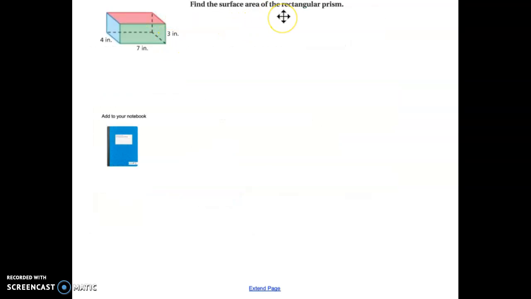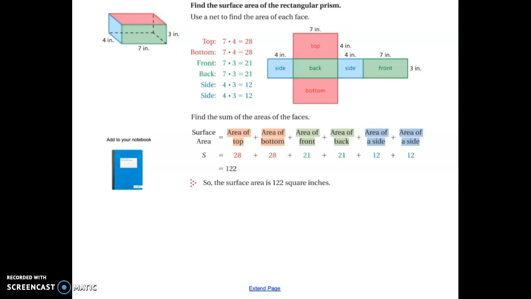So find the surface area of the rectangular prism. Go ahead and do that. You can do that however you want to do that. If you want to make the net or if you want to just calculate, I'm going to make the net for you. So here we have the net.